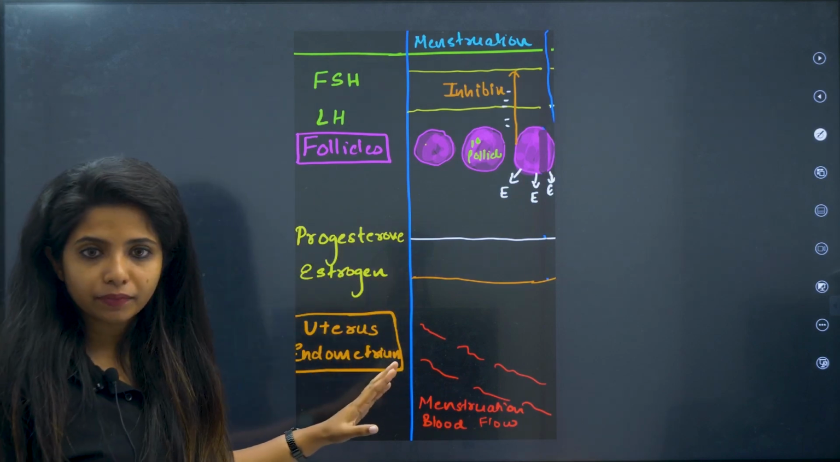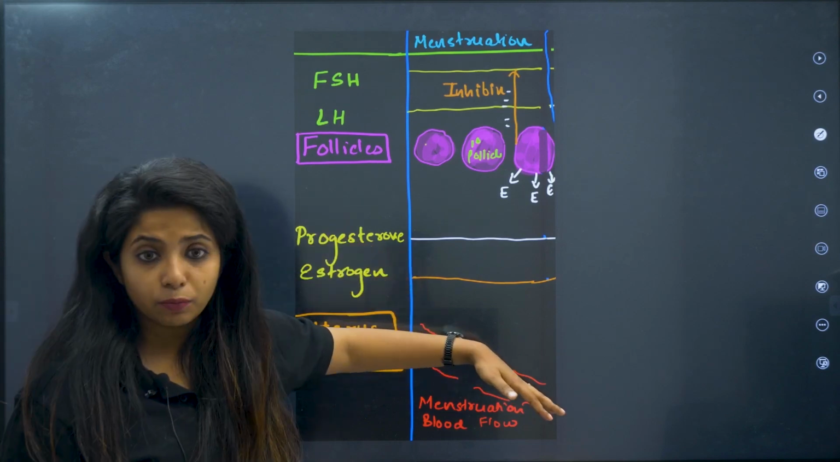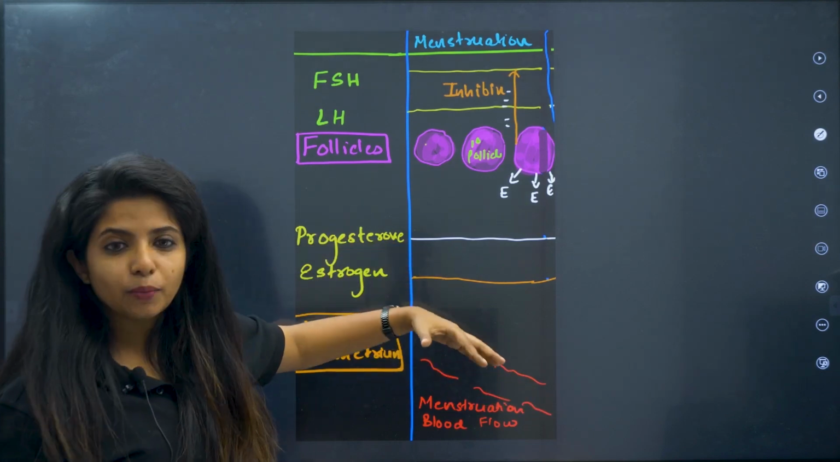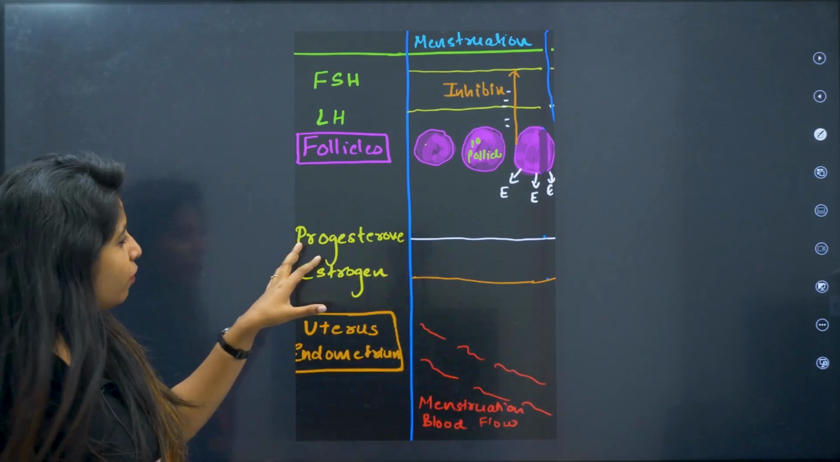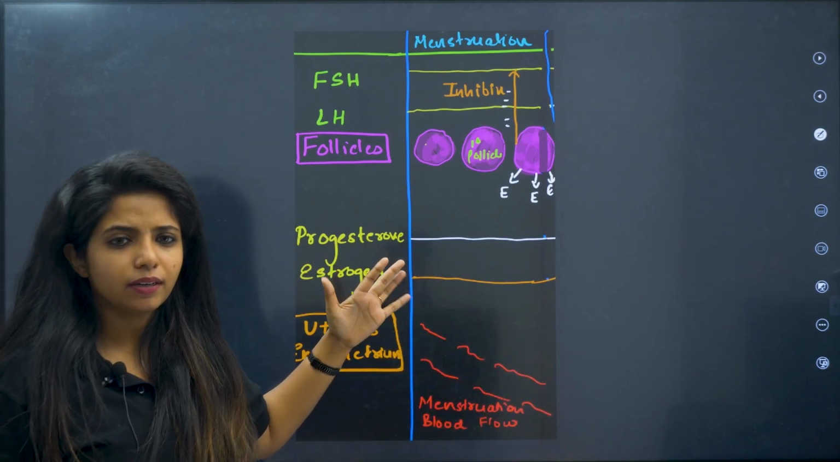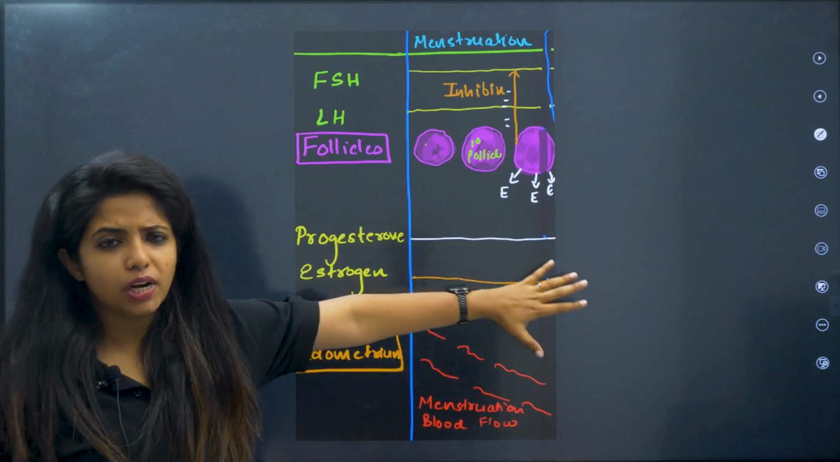As I already told you, the female has periods, where the thickened endometrium that was formed is now shedding down. When this is happening, the level of progesterone and estrogen is slow only, which is why this happens. I'll come to that. So as of now, forget about this.